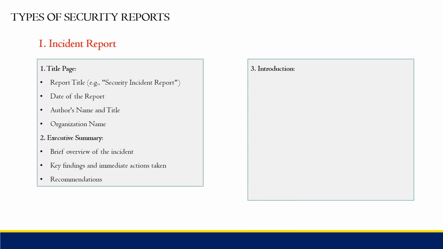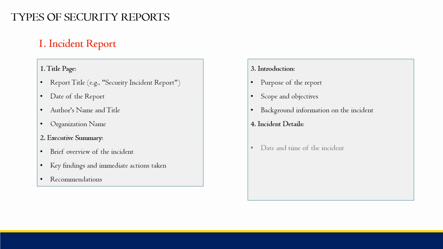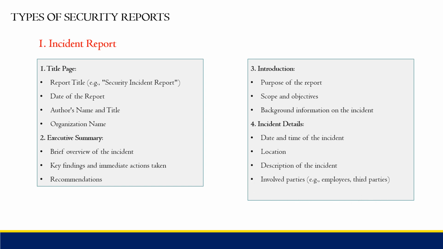3, introduction. We introduce the purpose of the report, the scope and objectives, and background information on the incident. 4, incident details, in which we include the date and time of the incident, location, description of the incident, involved parties, for example employees or third parties, and finally, initial detection and response action.